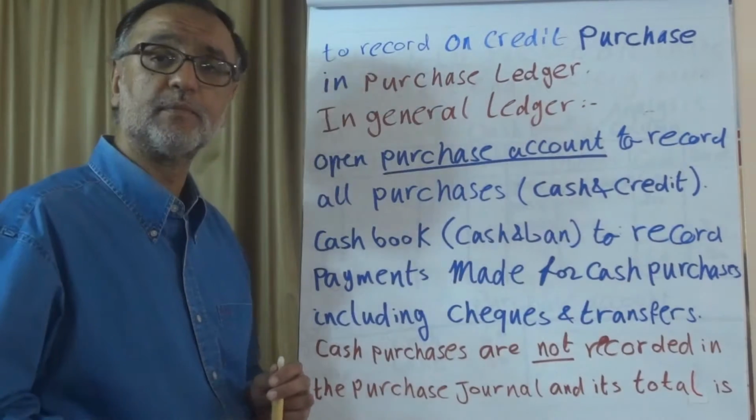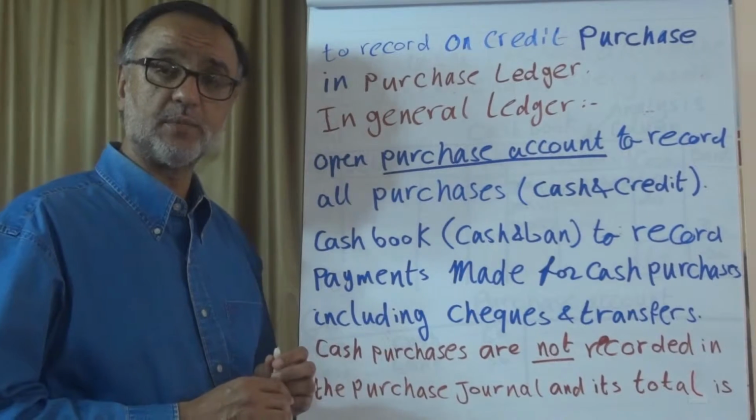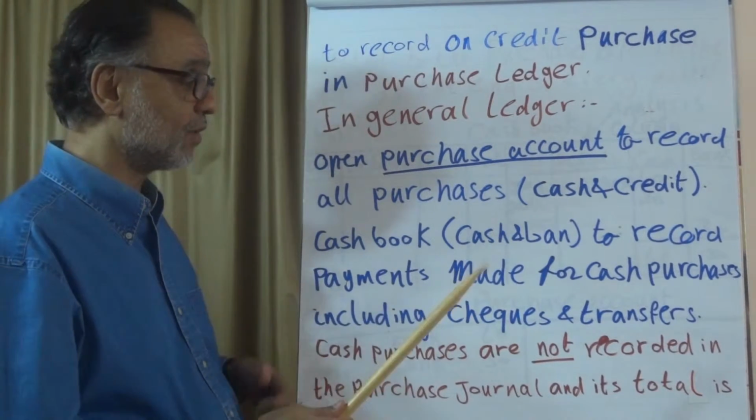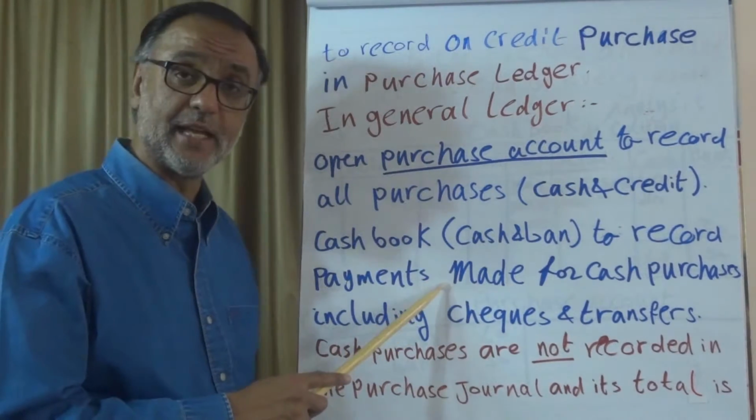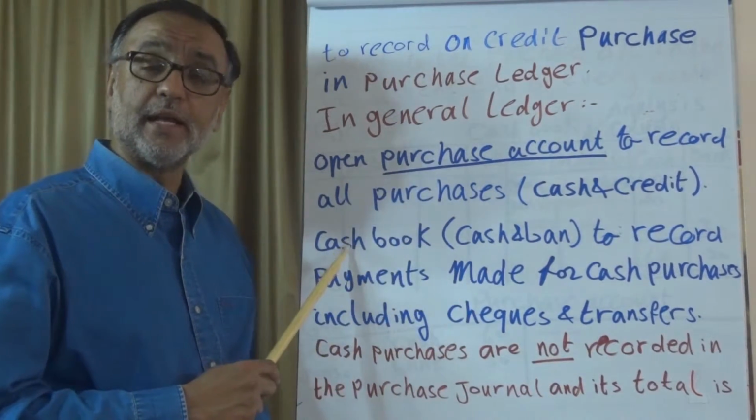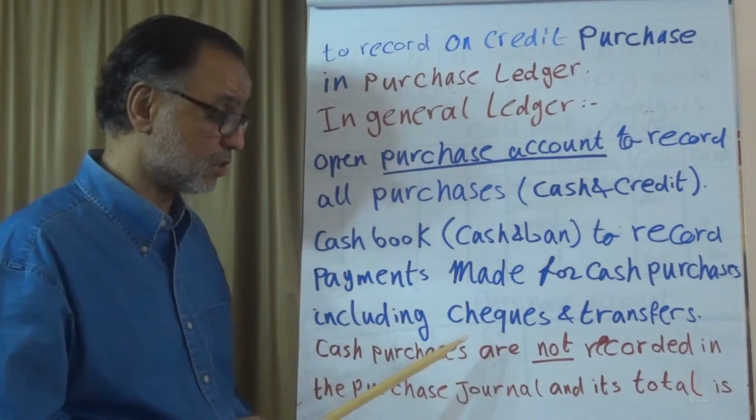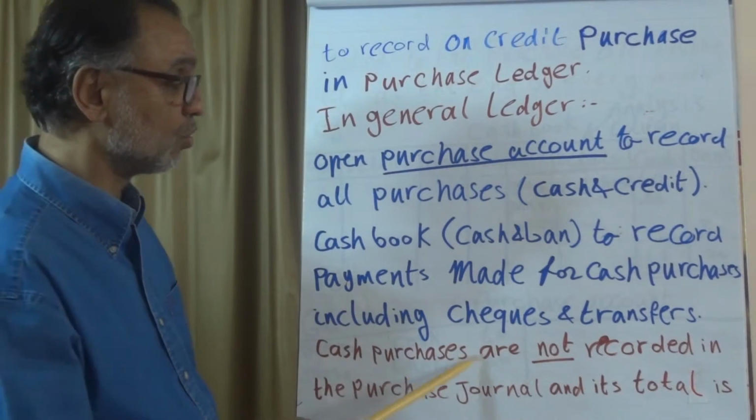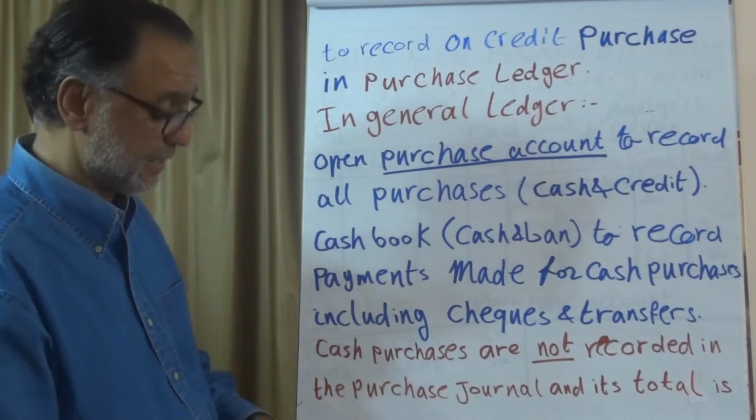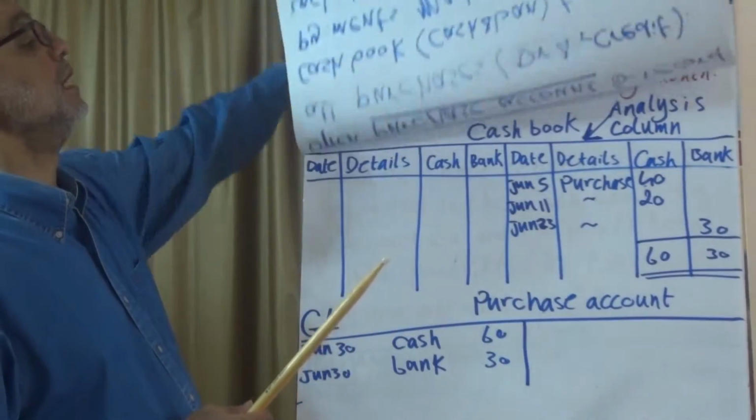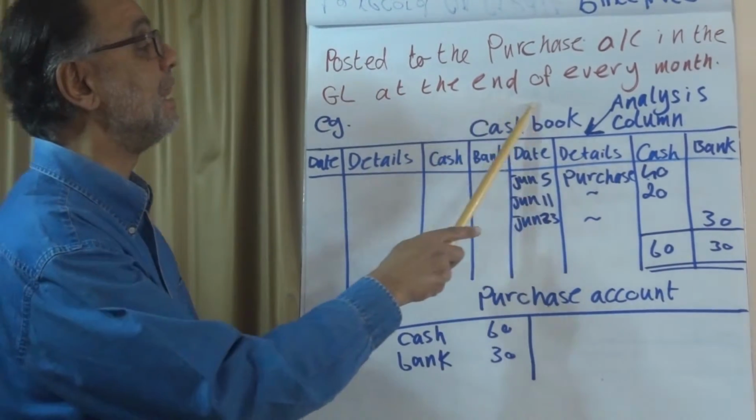We have cash purchases and on-credit purchases. Cash purchases can be paid through different ways, including checks and transfers. Still cash, and it will be recorded in the cash book. The credit purchases will be recorded in the purchases journal, as we have discussed earlier. Cash purchases are not recorded in the purchase journal, and their total is transferred to the purchase account in the general ledger at the end of every month.